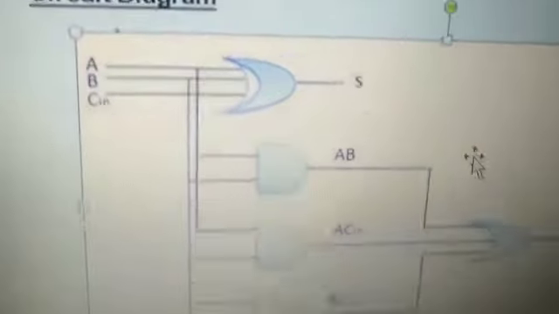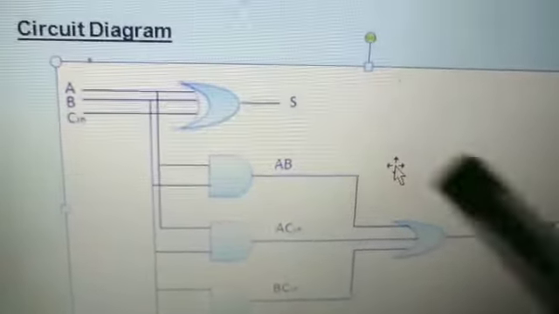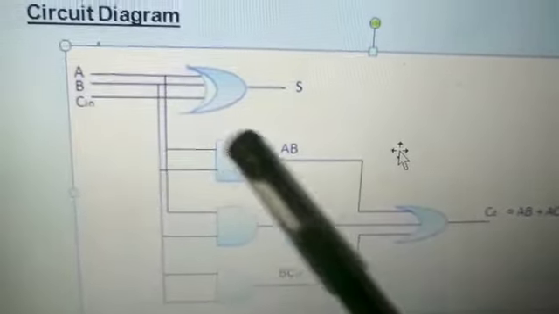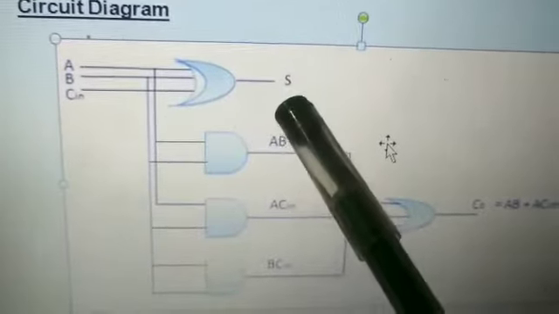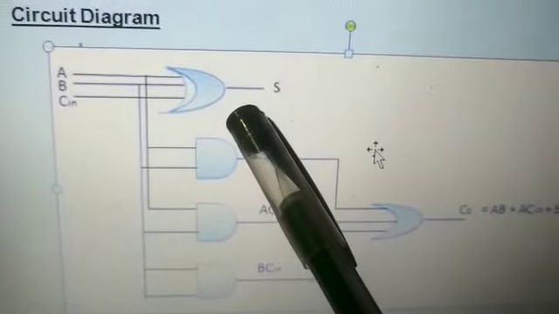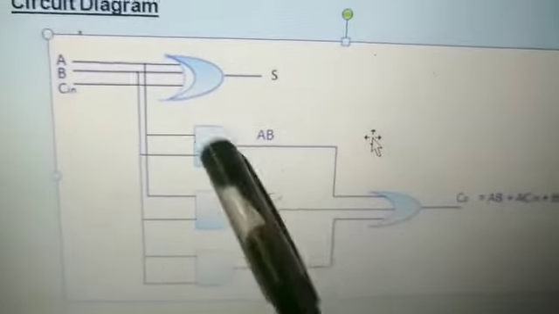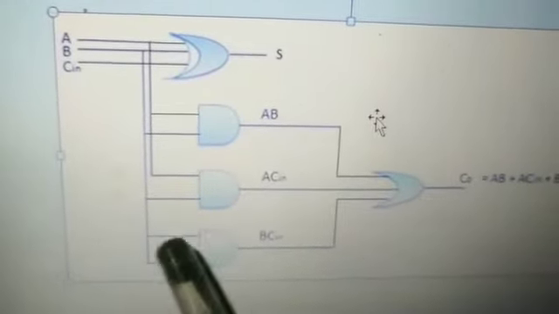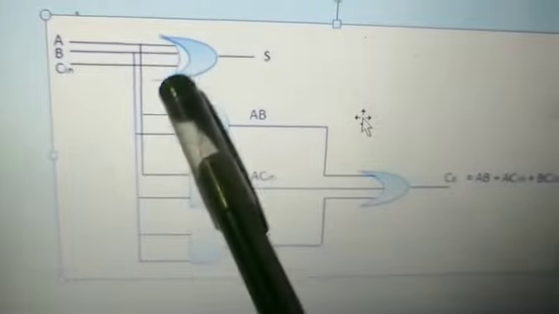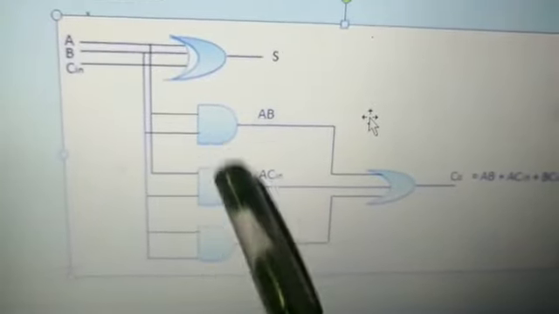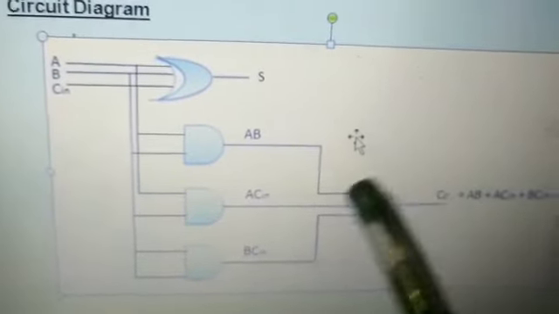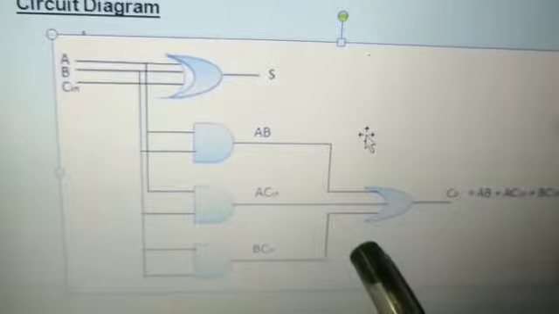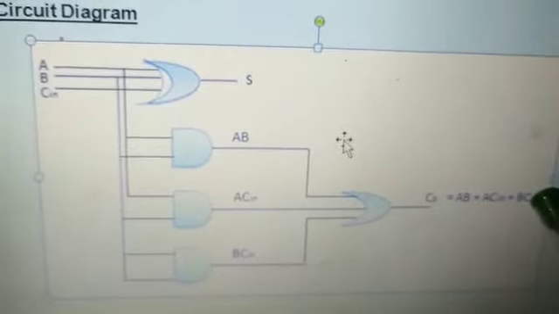Now let's look at the circuit diagram. The circuit diagram shows that these are A, B and C in. The inputs are passing through the XOR gate. And next AB, A C in and B C in, these are actually the expressions for the carry part. Again it comes to the XOR gate and again we are getting this expression.